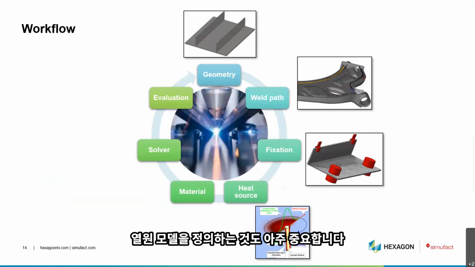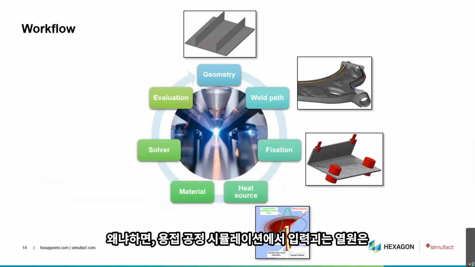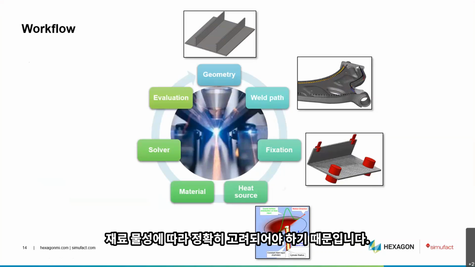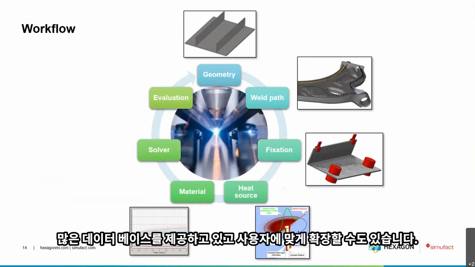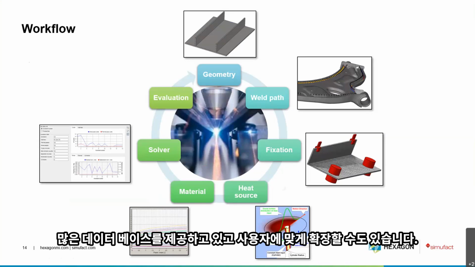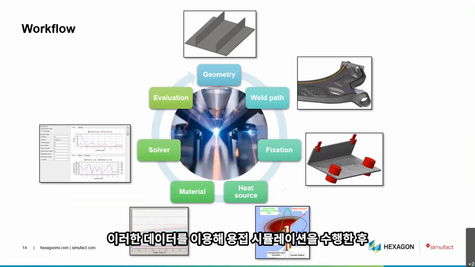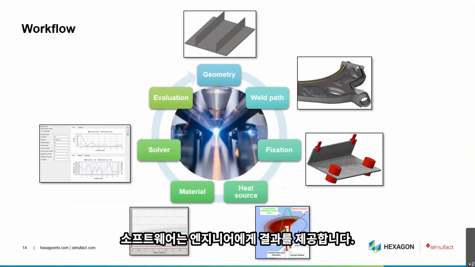It is very important to describe the heat source, because the heat input from the simulated welding process is to be considered as accurate as possible. Particularly welding structural simulation requires the specification of material properties, because we want to predict residual stress and distortion. The software provides a comprehensive database which can be broadened specifically for customer application. Having this information, the solver runs the simulation of the welding process. Afterwards, the program provides the results to the engineer for analysis.